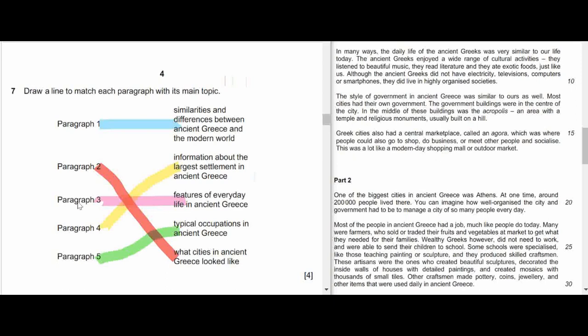For the third paragraph, features of everyday life in ancient Greece. This is third paragraph. Market, agora, people go to shop. Paragraph four is information about the largest settlement in ancient Greece. This is paragraph four, biggest cities in ancient Greece, so that will be the keyword, largest and biggest. Next, paragraph 5, typical occupation in ancient Greece. There is a farmers or craftsman, so that will be occupation. So that's all.